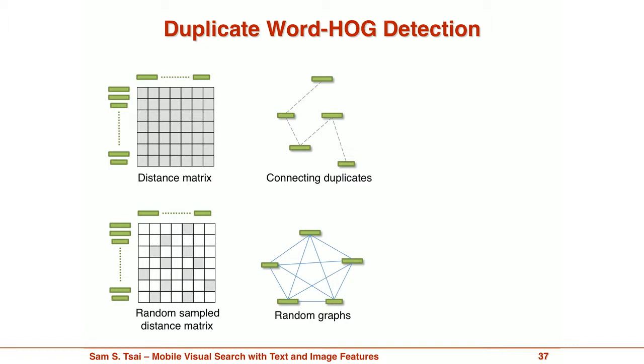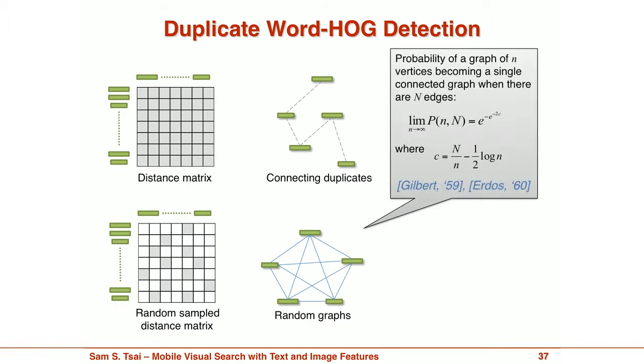Well, the answer lies in random graph literature. In one of the results, they derive the probability of a graph being fully connected given a certain number of edges. From this result, we can identify the number of edges we need and use the number to determine the rate at which we should sample the matrix.